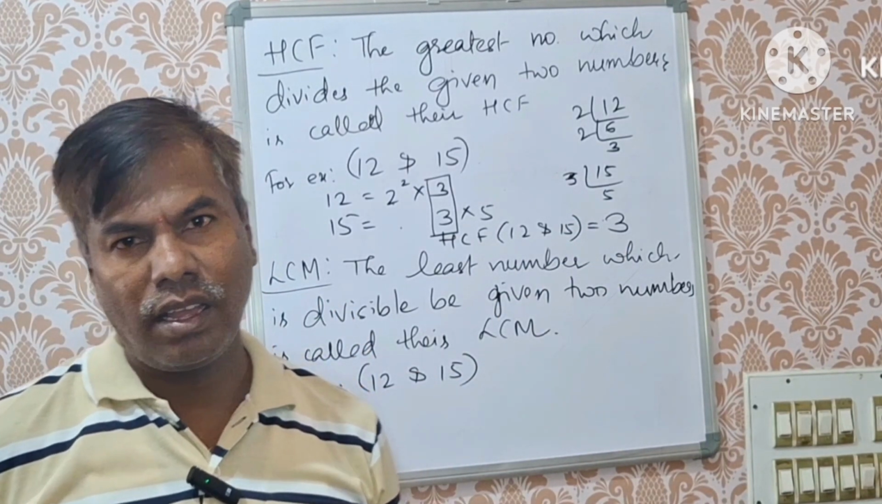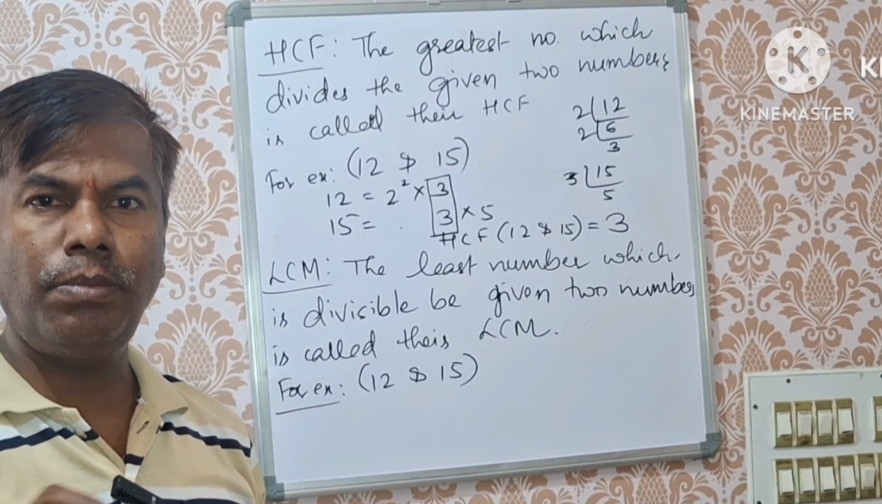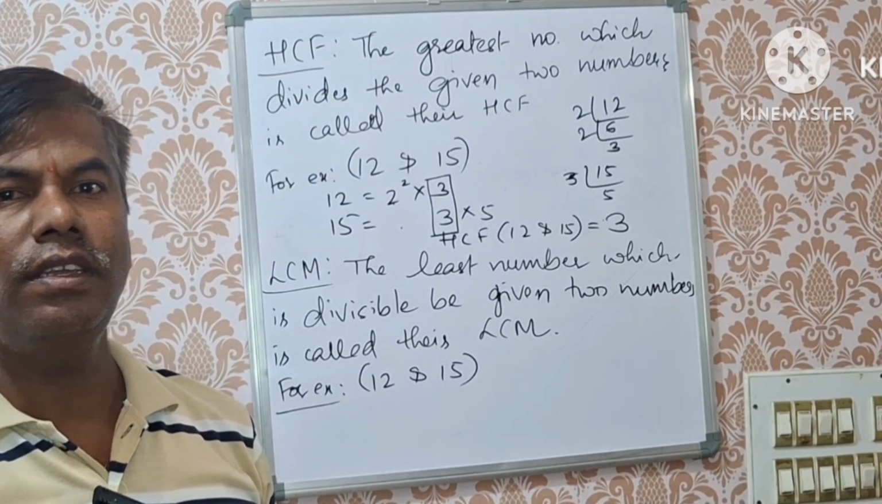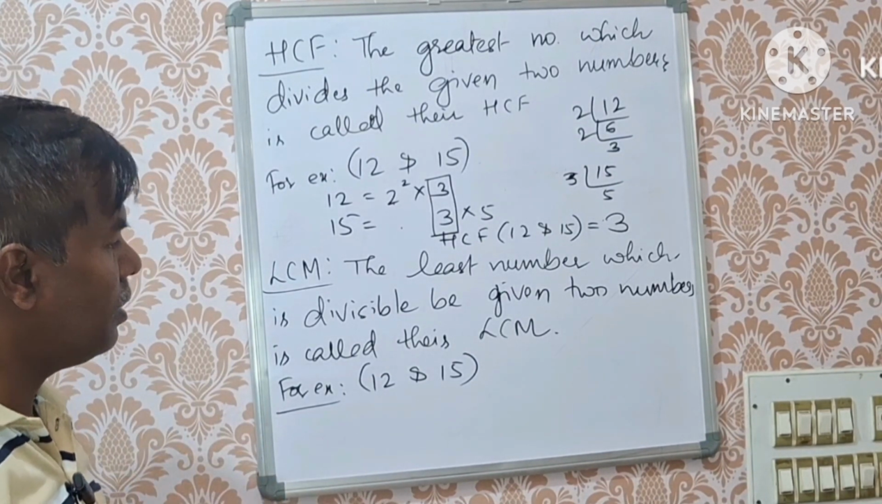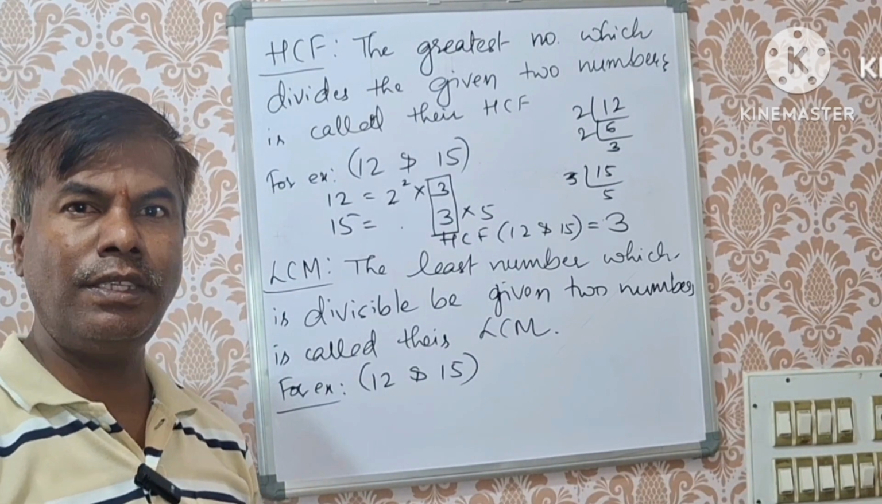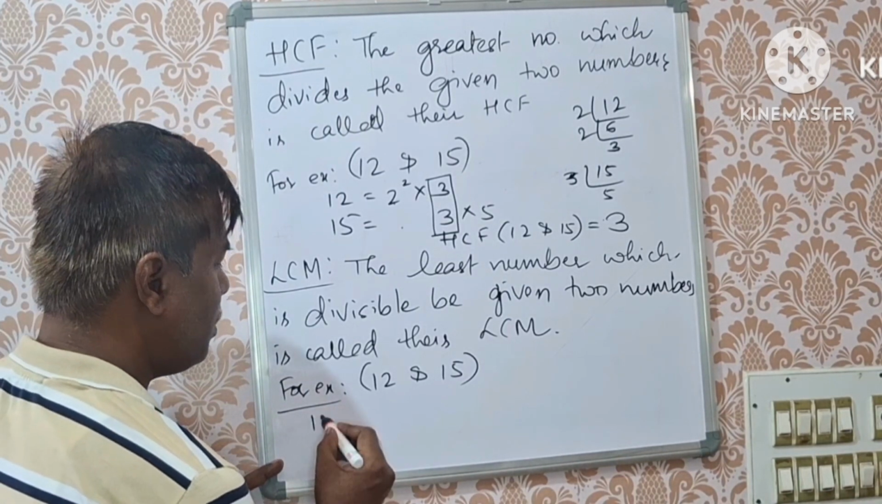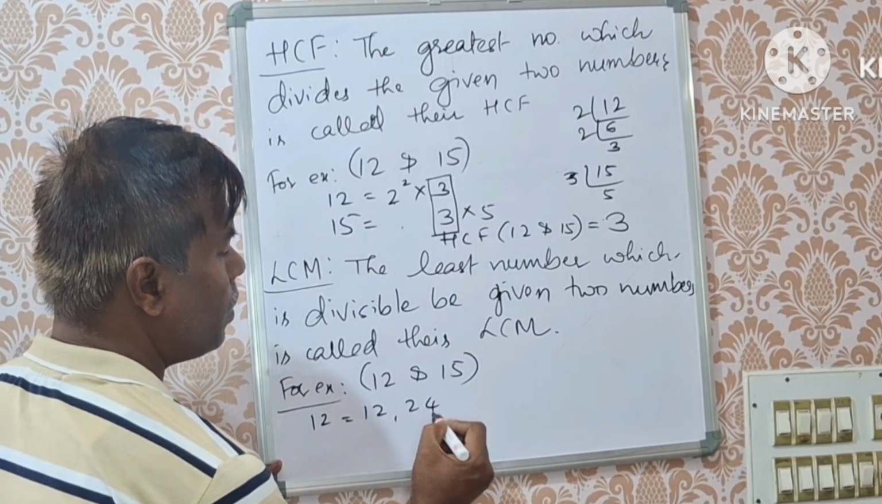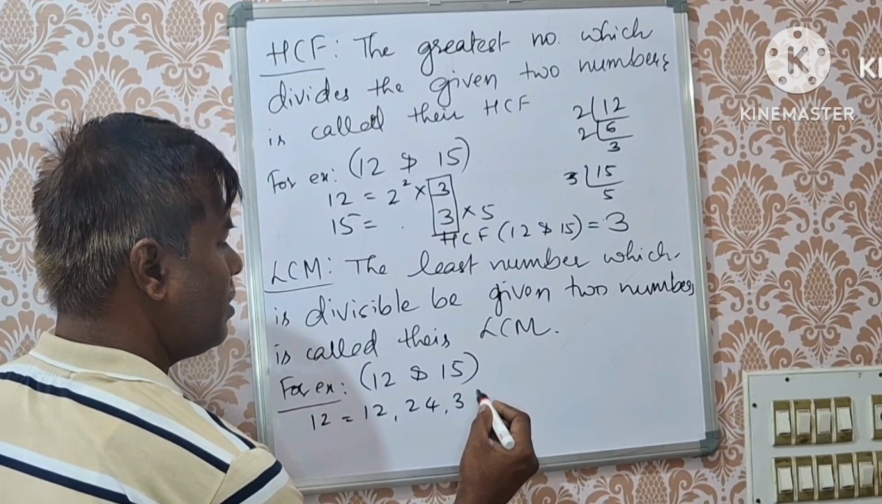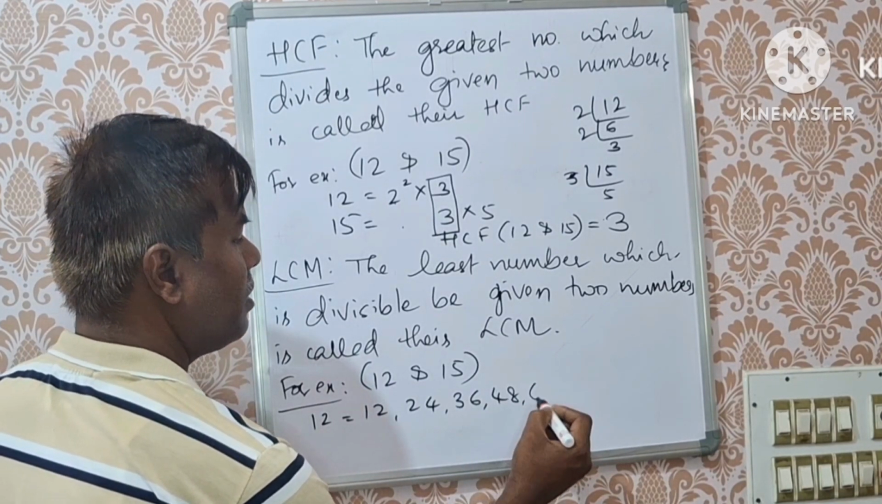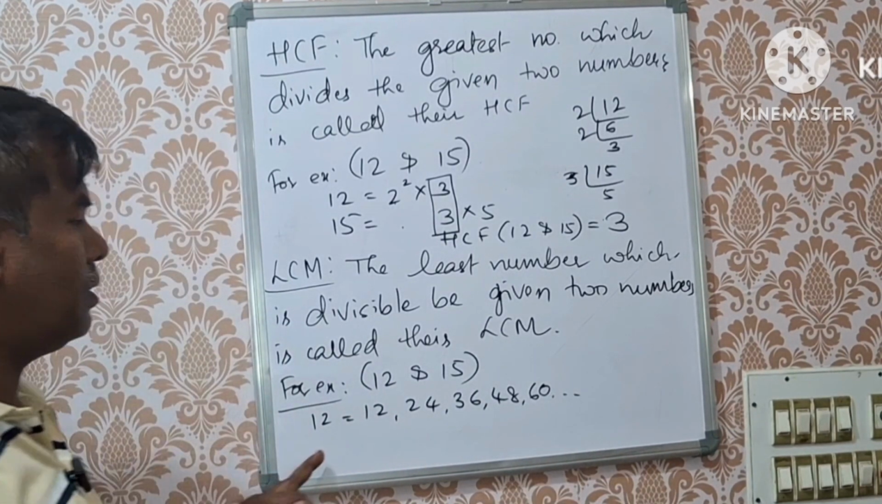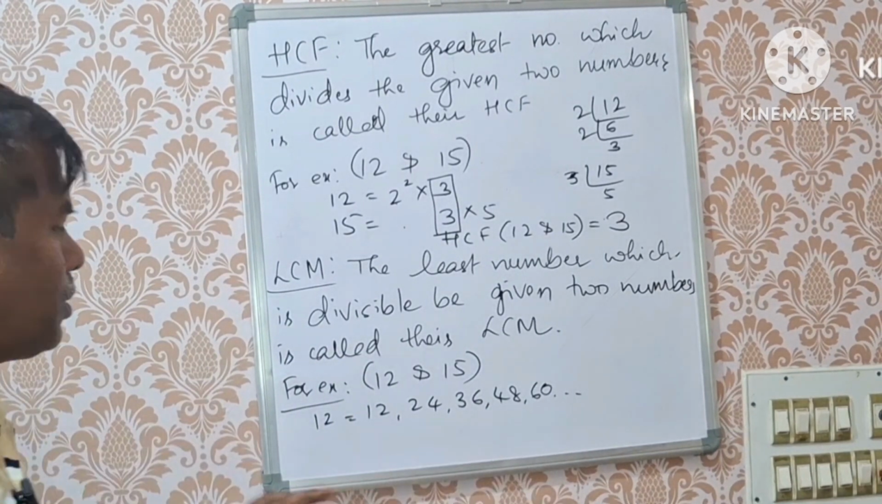LCM. The smallest number which is divisible by the given two numbers is called the LCM. There are so many numbers which are divisible by 12. Which are the numbers? 12, 24, 36, 48, 60, likewise. All these numbers are divisible by 12.